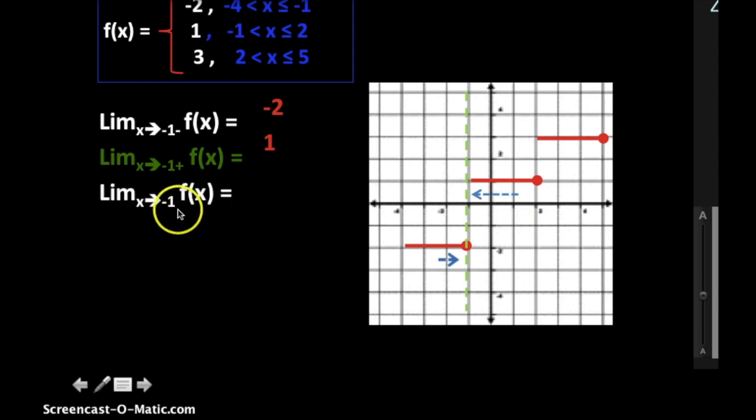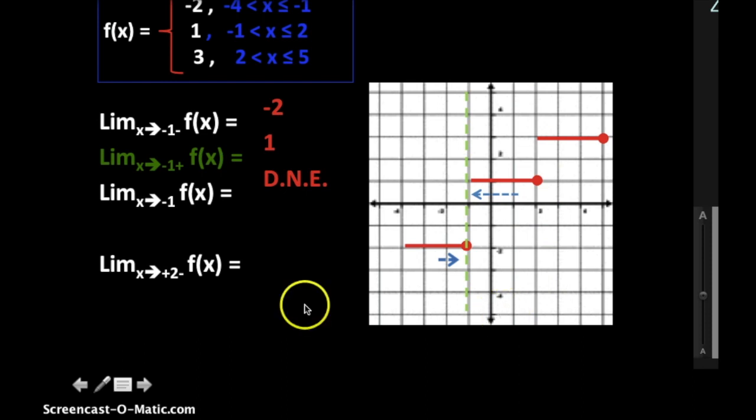And then if I go from both sides, negative 2 and also positive 1, well, we don't agree on the limit. That is a DNE, does not exist. Let's do that with positive 2 over here. X equals positive 2 would be a line right there. From the left side, the only thing that exists is this one. So that answer is 1.